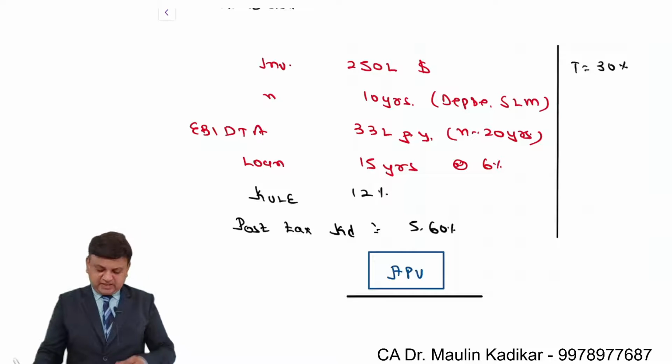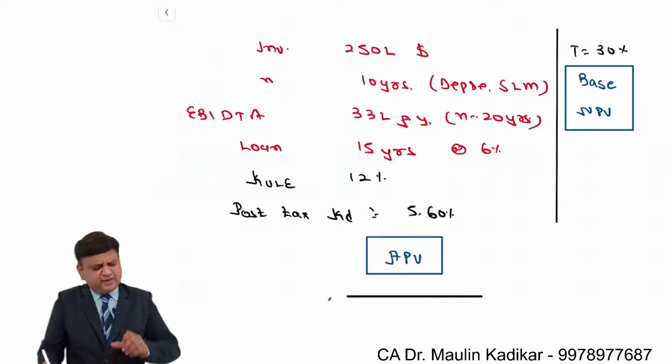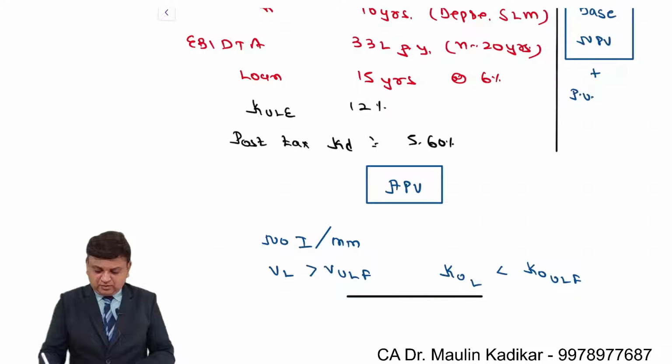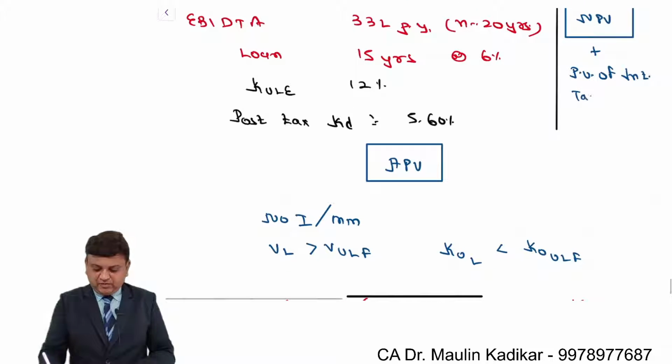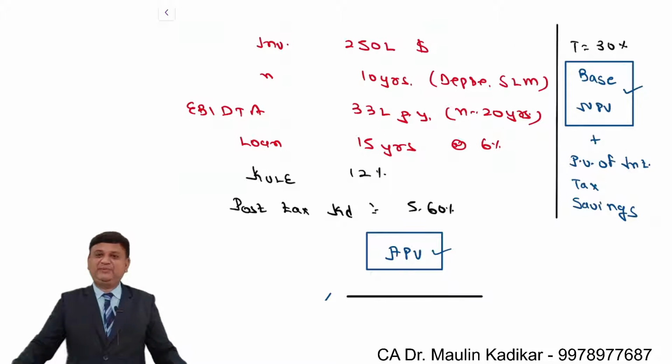Now friends, what is done in APV? Understand carefully. Assuming that the entire project will be financed by equity, NPV is calculated first, and that NPV is given a technical name, base NPV. What does base NPV mean? Assuming that we have not taken even 1 rupee of debt financing, we make the calculation of the NPV of the project. After that, later on we understand that actually we have raised the debt financing. So what we will do, we will add present value of interest tax savings to the base NPV to make the calculation of the adjusted present value. This is the way APV is calculated.